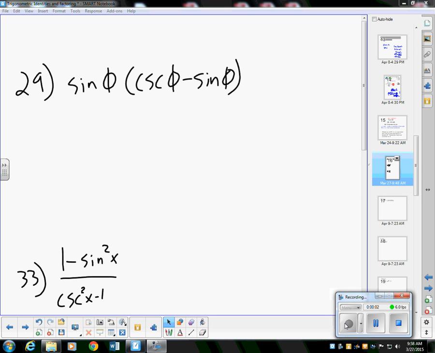Okay, so we have a few questions we want to look at. The whole goal of this is to use trig identities to simplify. That's the whole goal for these. Here's a problem from the homework set.